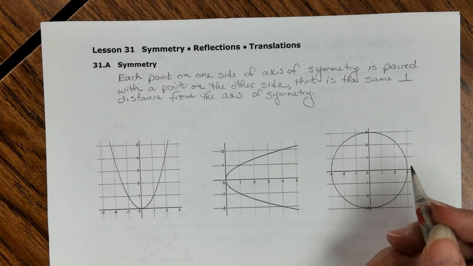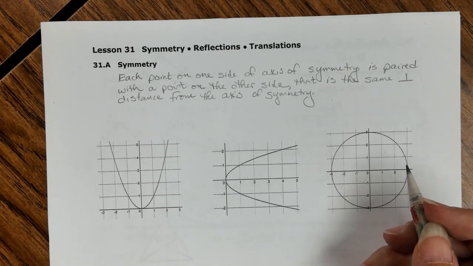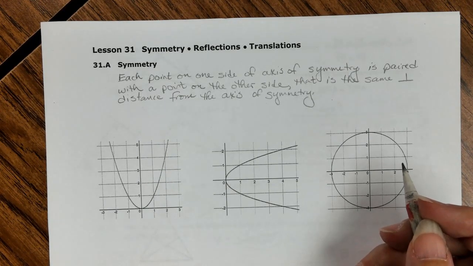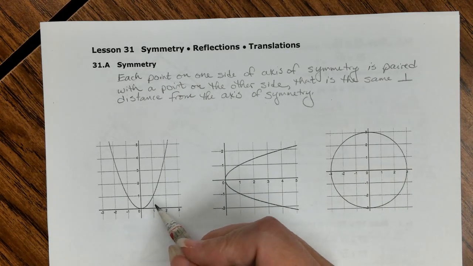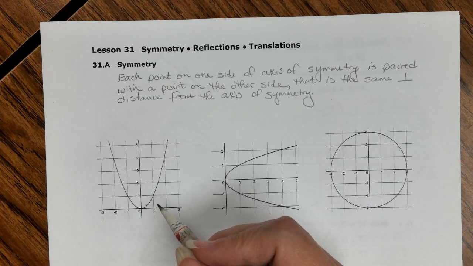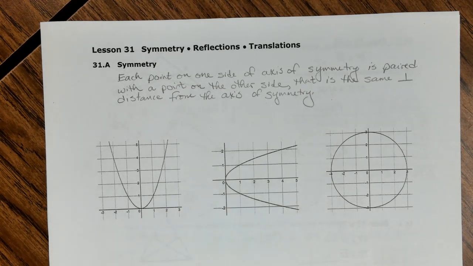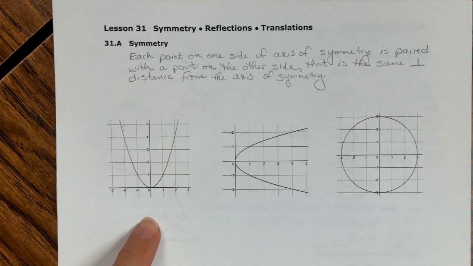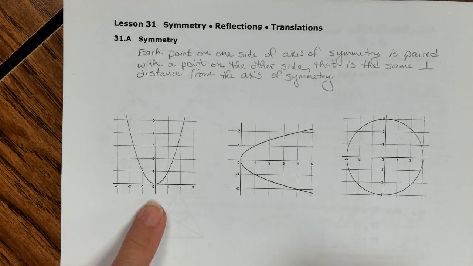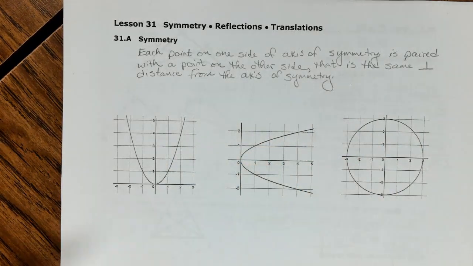Advanced Math Lesson 31. Part A is about symmetry. And when a graph or a function is symmetrical, then every point on one side of the axis of symmetry is paired with a point on the other side of that axis that is the same perpendicular distance from the axis of symmetry. So right here we have a parabola, and the axis of symmetry is basically a fold line.